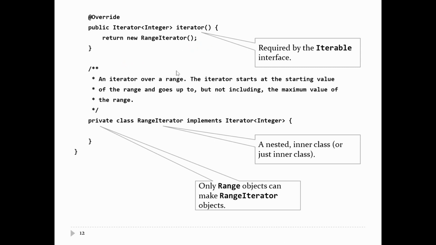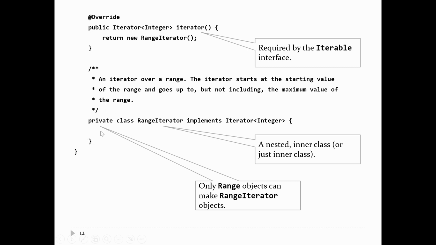All right, so where are we going to put this class? We're going to put it inside the range class. So this is the first time you've seen a class inside of a class. We have a private class called RangeIterator. RangeIterator is going to implement the iterator interface, so in other words, it's going to provide has, next, and next. This particular class is called a nested inner class, or just inner class in Java. Notice that it's private.